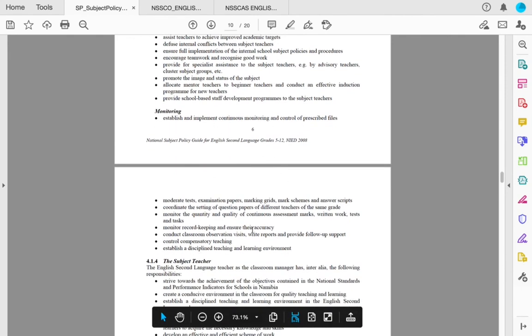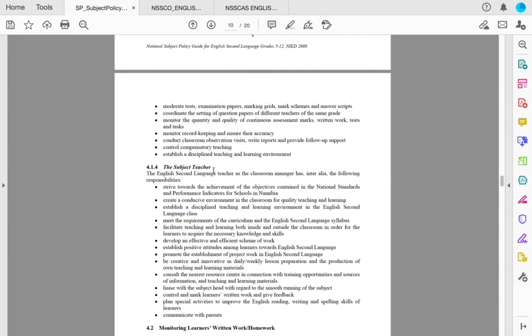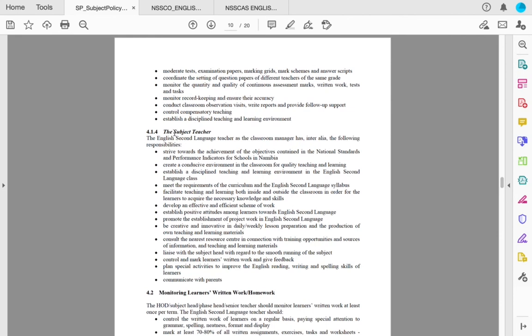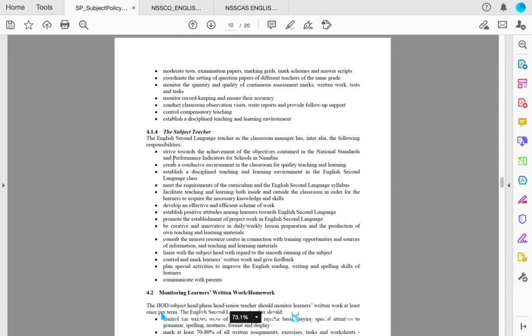the English subject. And then when you go into schools, you'll be subject teachers, but you never know, you might be asked to become a subject head. If you have leadership quality, then you can be asked to be a subject head. And then here now, what are the responsibilities? Here we've got the responsibilities that when you go into schools, you need to do things like strive towards achievement of the objectives contained in the national standards and performance indicators of the schools in Namibia.